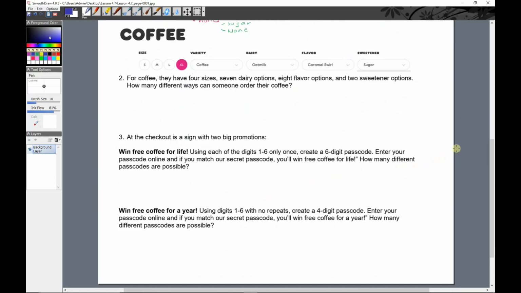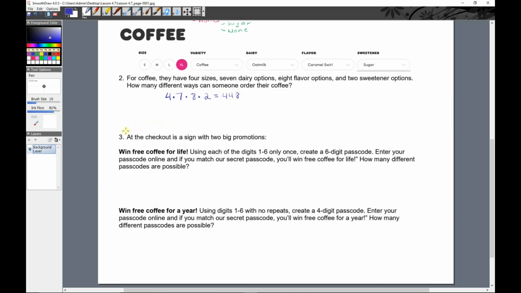So for coffee, they have 4 sizes. So I'm just going to start with that. 4 times 7 dairy options, so 7 times 8 flavor options, so 8 times 2 sweetener options. And you would be shocked, this is going to be 448 ways to order coffee.